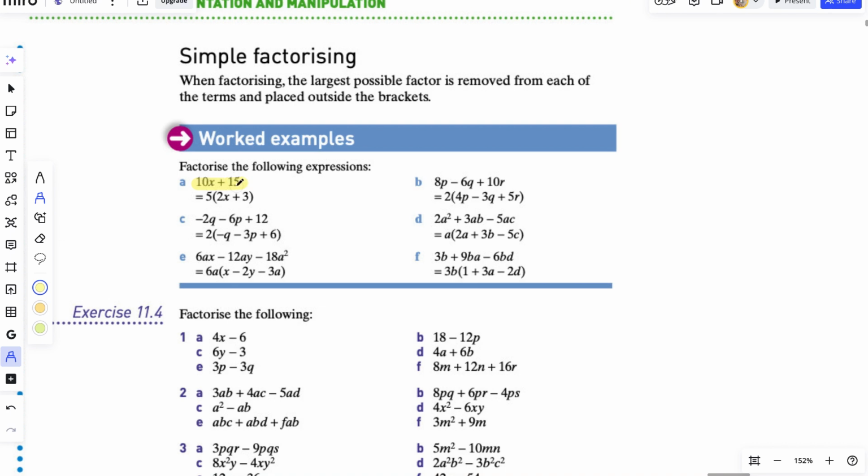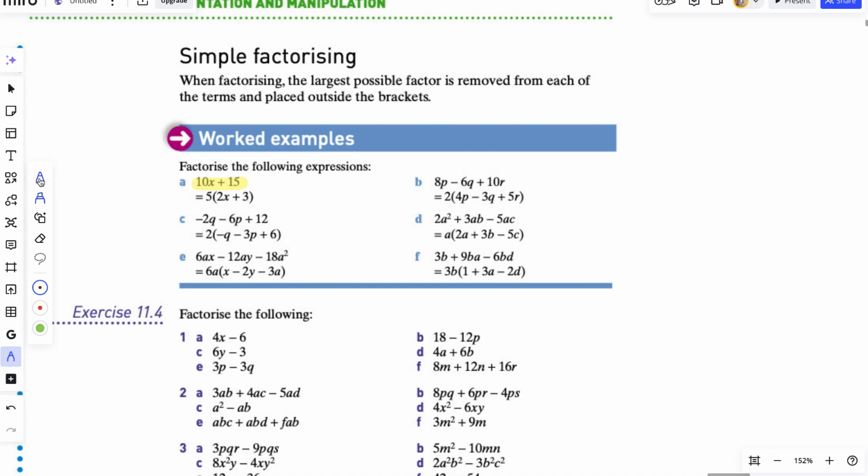5, right? The highest number that can divide 10 and 50 is 5. It's called the HCF, not LCM. The highest common factor is HCF, sorry, okay? You find the HCF of the two terms. So how to find the HCF in case you don't know? Let me quickly show you as a revision.